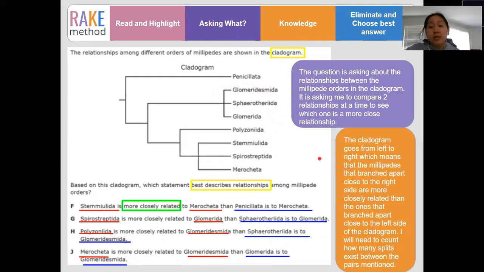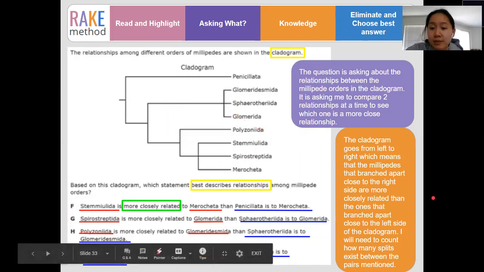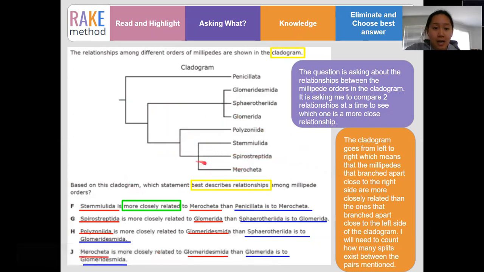So our knowledge is that the cladogram goes from left to right, which means that the millipedes that branched apart close to the right side are more closely related than the ones that branched apart close to the left side. So the branches over here mean they branched a long time ago. And the branches over here mean that they branched apart pretty recently. I will need to count how many splits exist between the pairs mentioned. So when I talk about a pair, I'm going to have to look at how many times they split apart from each other, looking at these splits right here. So now we're going to eliminate and choose the best answer.